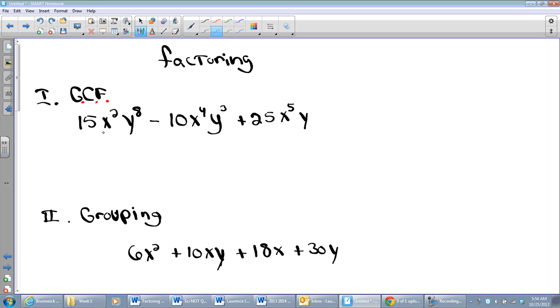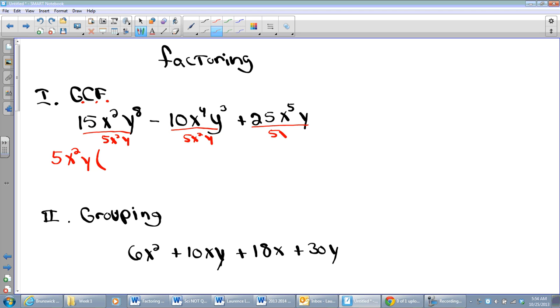Okay, I'm looking for the GCF here, and I see what? A 5 for the coefficients, right? For the x, an x squared is common to all three terms. And it looks like only a y to the first is common. So now I'm going to divide each of these terms by 5x squared y, and that'll tell me what's left inside.